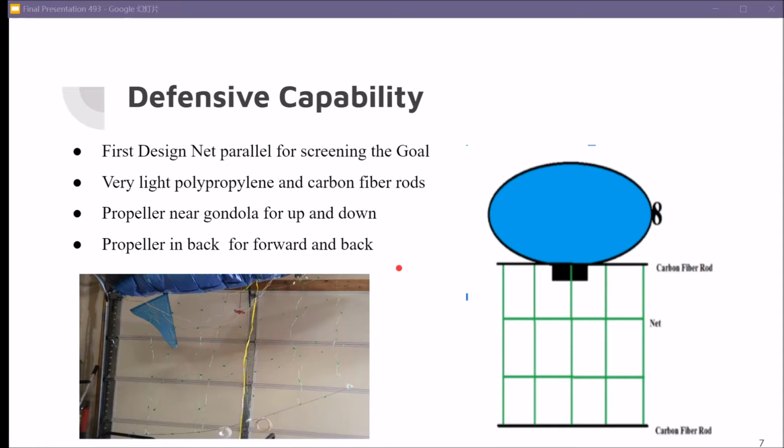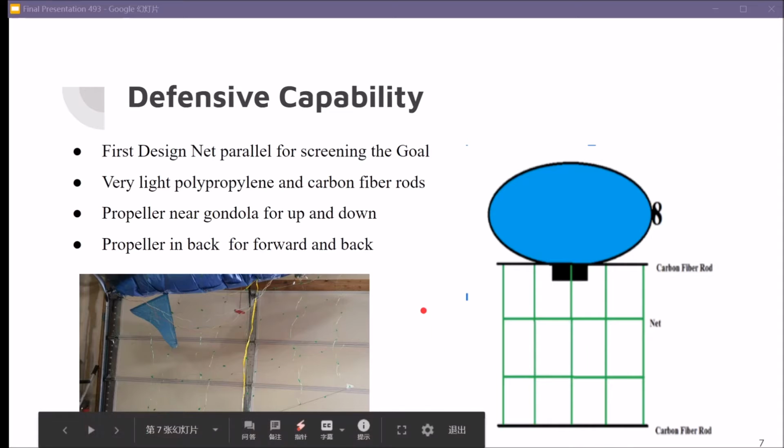Next, we have several developed defensive and offensive capabilities. For the defensive capability, we designed a net-wielding blimp. Essentially, our first design has a polypropylene net that is parallel to the blimp with carbon fiber rods at the top and the bottom to spread the net.